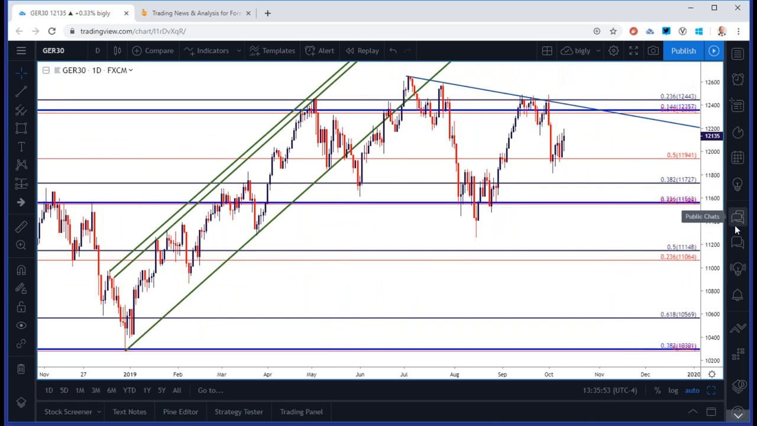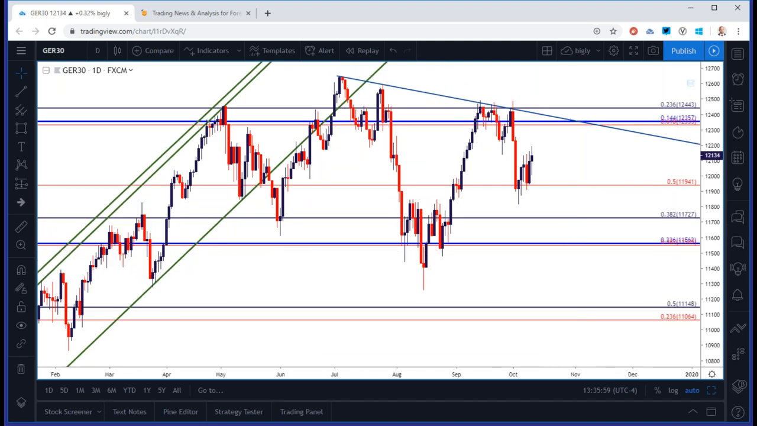Full disclosure, I'm not a big fan of the fundamental backdrop in the Eurozone, specifically Germany. But again, like I looked at a little earlier with that cable setup, texture objective. So if it's there, I'm going to take it.